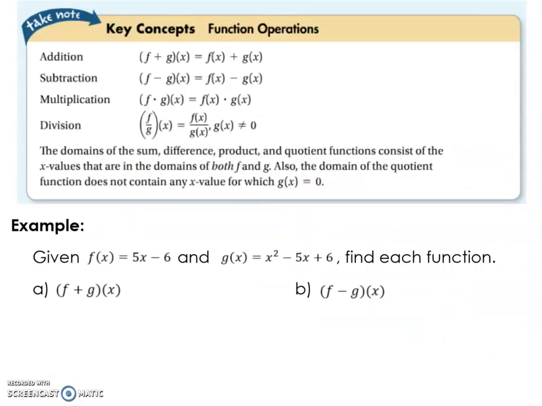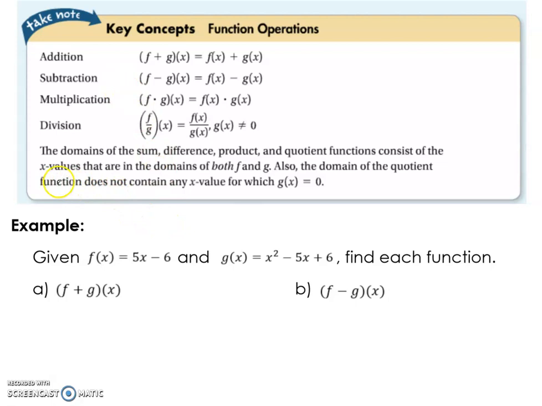So first we're going to look at function operations. So we have addition, subtraction, multiplication, and division, and you can see the two different ways that they're written. So sometimes you'll see f plus g of x, but that's the same thing as saying f of x plus g of x. Same thing for subtraction, multiplication, and division. You can break it up into f of one function plus the other function, or minus, or multiplying, or dividing. With division, we want to make note that the denominator can't equal 0, because then that would be undefined. So we can never have 0 in the denominator of our fraction.